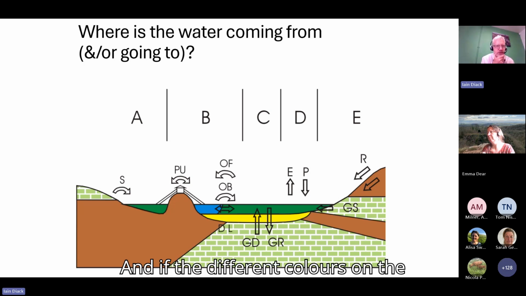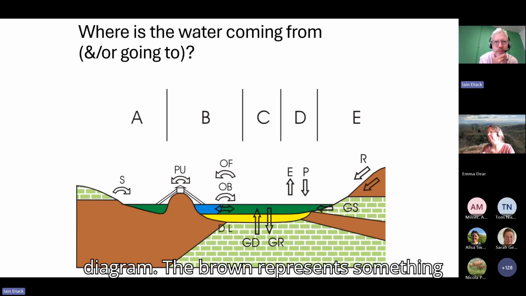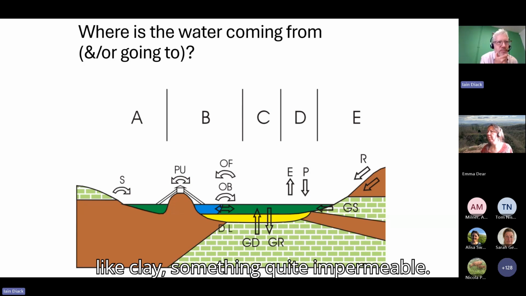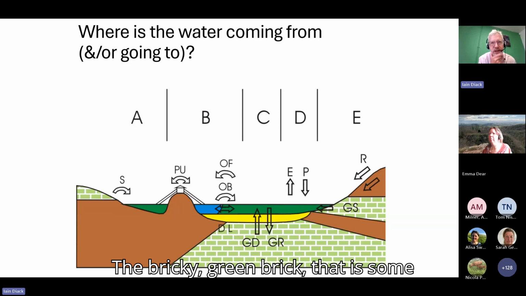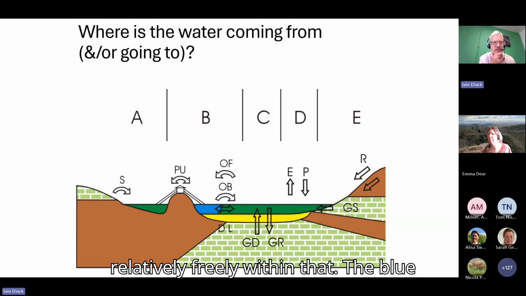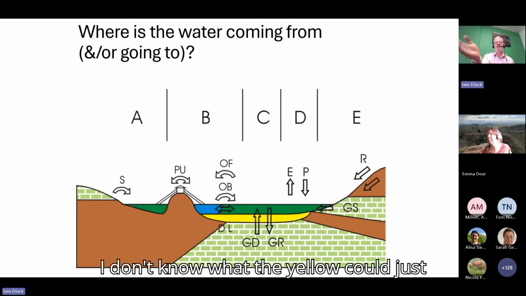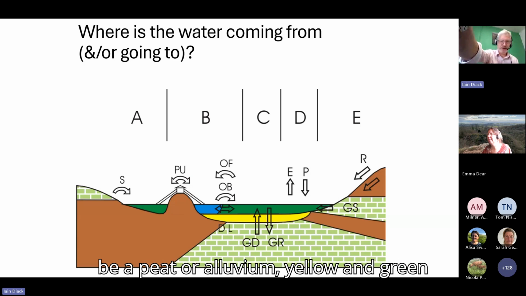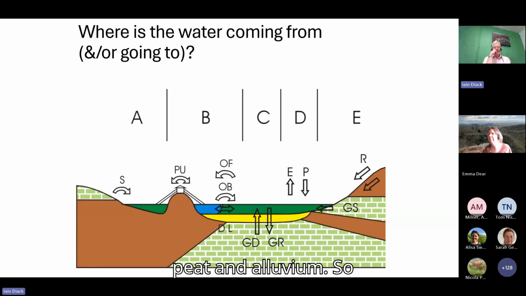The different colours on the diagram: the brown represents something like clay, something quite impermeable. The brick-red is some kind of aquifer, so water can move relatively freely within that. The blue is a river. The yellow and green could be peat and alluvium. So if you could just write into the chat and see if you get them all.